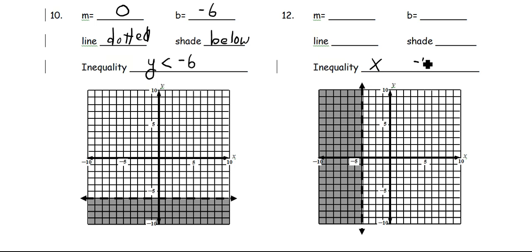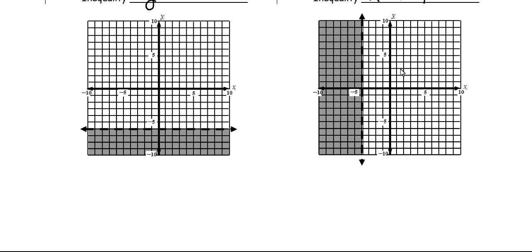Then we're going to look. Is the shaded area, are the x's less than this point or greater than? Well, it's less than. So it looks like that. And it's a dotted line, so we are not going to put our equal sign underneath. That is kind of a unique situation.